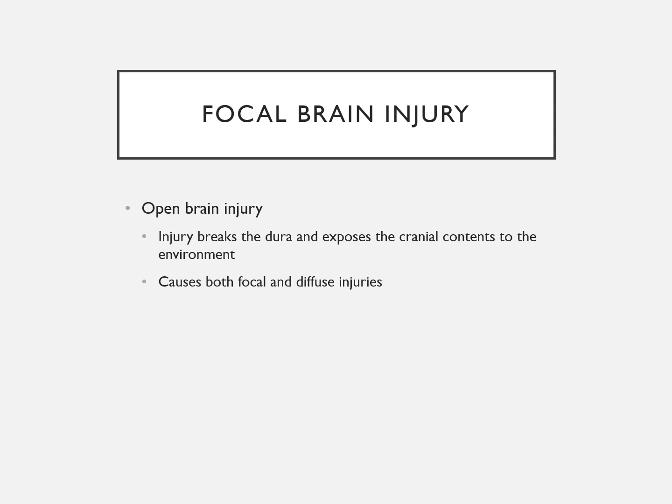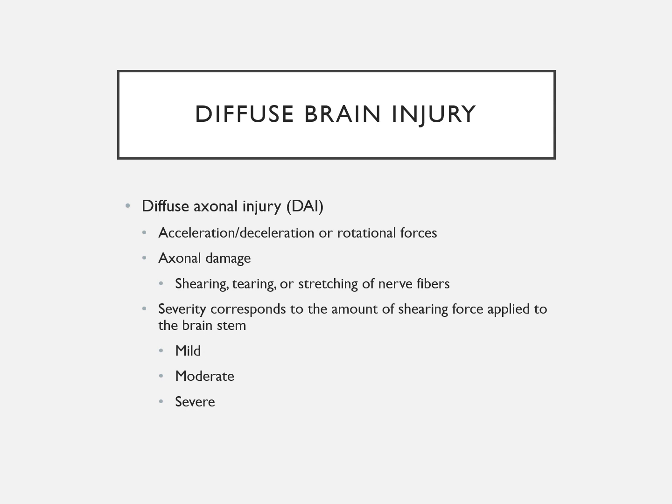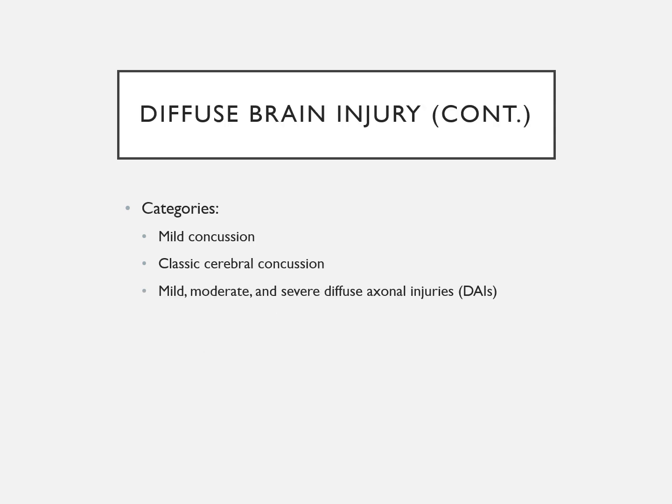A focal brain injury is an open brain injury. So an injury breaks the dura and exposes the cranial contents to the environment and causes both focal and diffuse injury. Diffuse axonal injury is an acceleration, deceleration, or rotational forces, shearing, tearing, or stretching of nerve fibers, and the severity corresponds with the amount of shearing force applied to the brainstem. So it can be mild, moderate, or severe. The categories include a mild concussion, classic cerebral concussion, or mild, moderate, and severe diffuse axonal injuries.